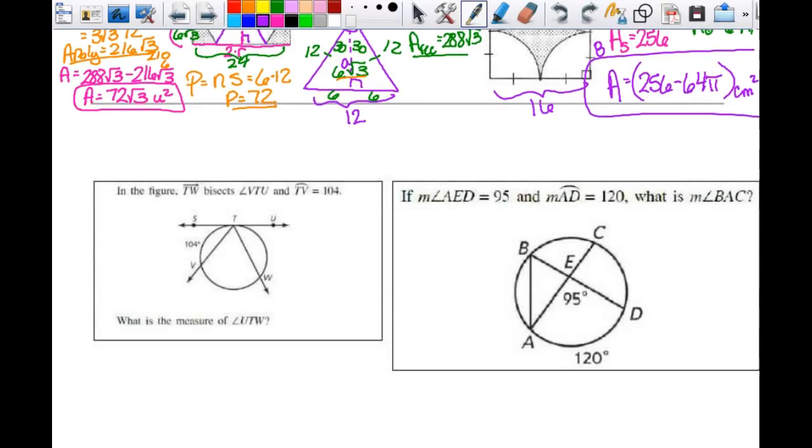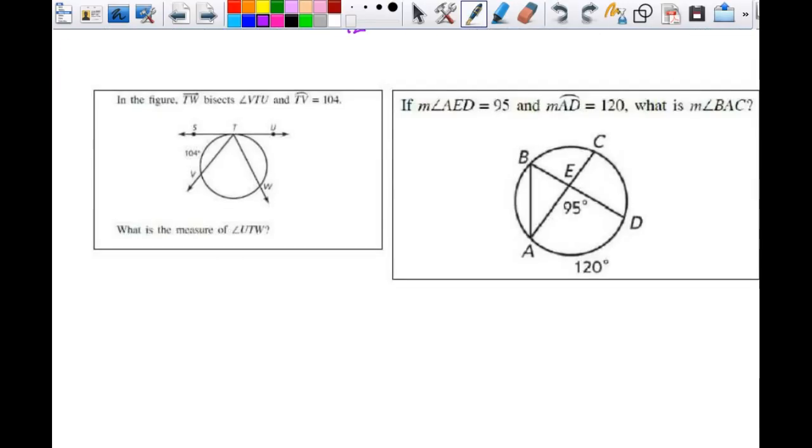Alrighty. So then, this one here says ray TW, angle VTU, which means this and this are congruent. Arc TV, which they've already labeled, is 104 degrees. I want the measure of angle UTW. So this is the one I'm actually finding the measure of, but these two here are congruent. So if they got bisected, the angle measures are the same.